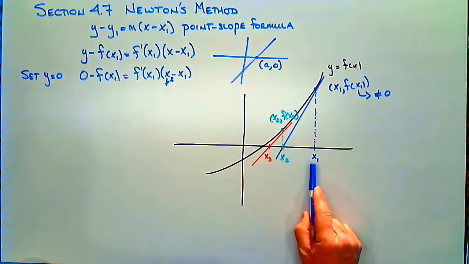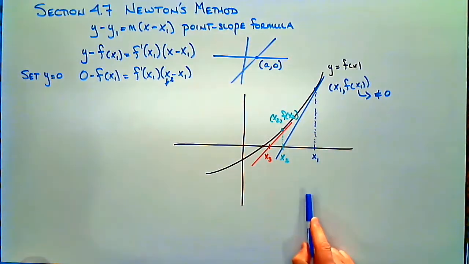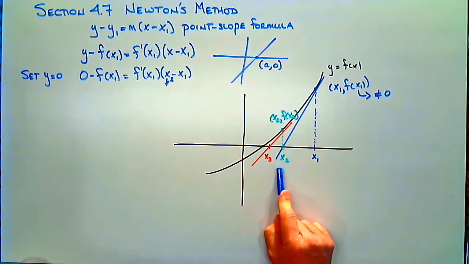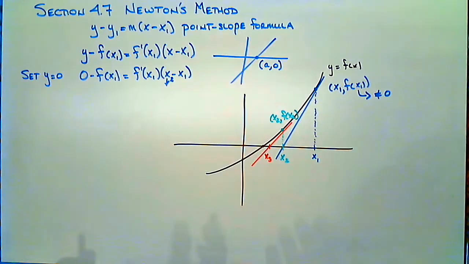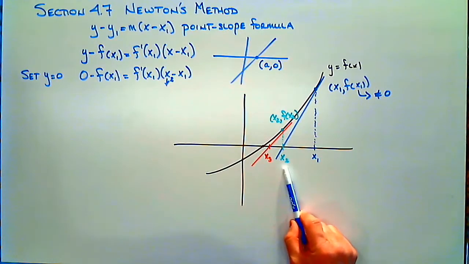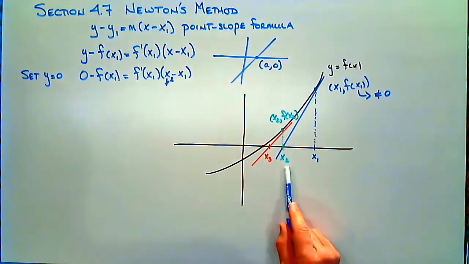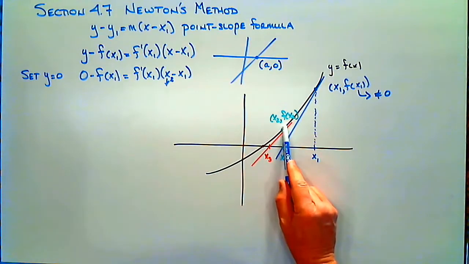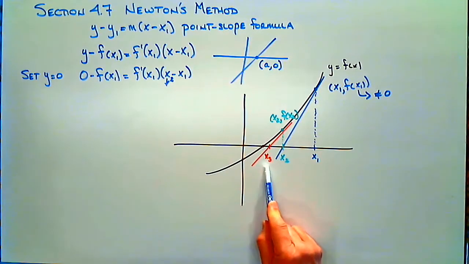The process says, take a guess, use that guess to build a tangent line. Once you've built that tangent line, find its x-intercept. Not a lot of work. We can all find an x-intercept. We set y equal to 0. That's what we did here. And then draw another tangent line. That gives you a new x-intercept.